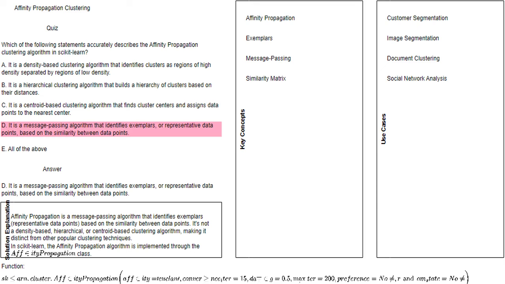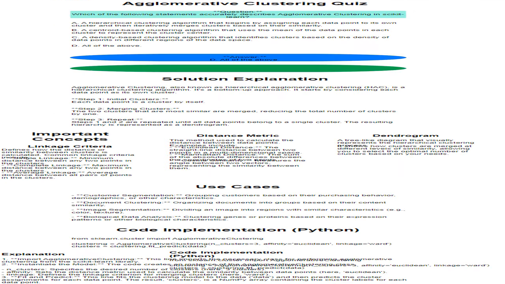Fit the model to the data: model.fit(X). Get the cluster labels: labels = model.labels_. Print the cluster labels: print(labels). Which of the following statements accurately describes agglomerative clustering in scikit-learn?